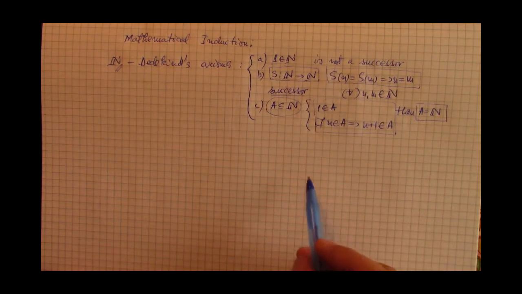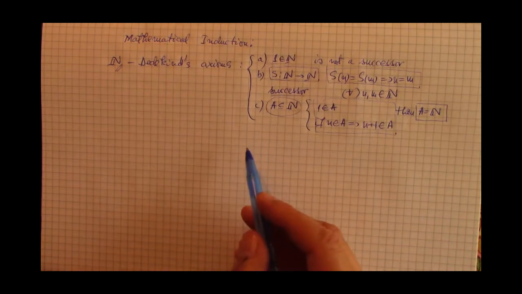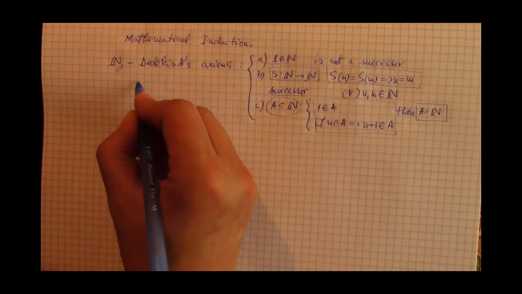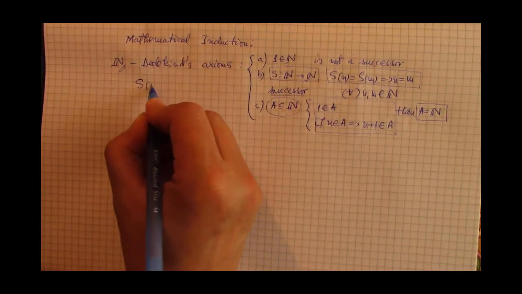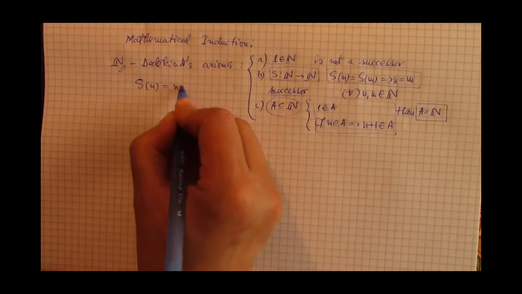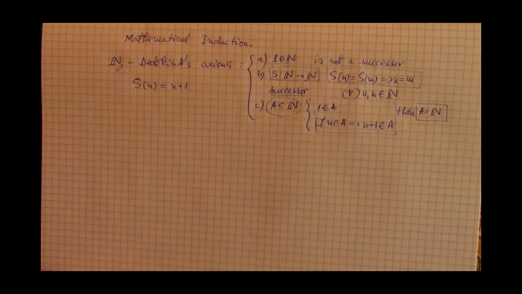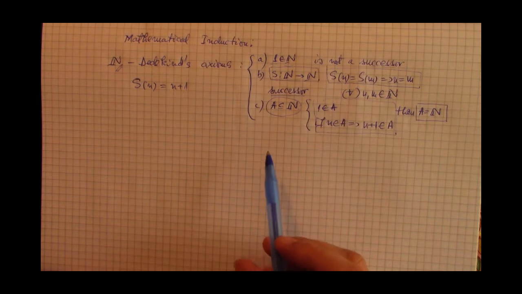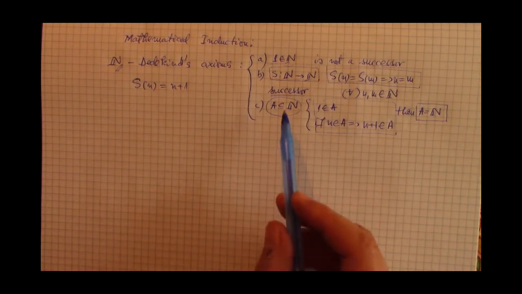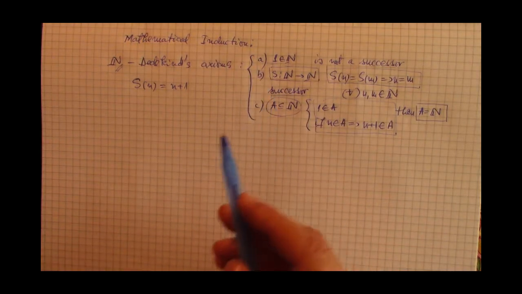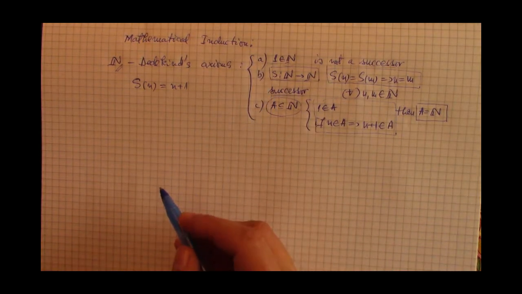Okay, given this successor function, we realize that we can write S of n to be just n plus 1. All right, so this is what Dedekind considered. Now, let's see if there is anything else we can get out of these axioms here.